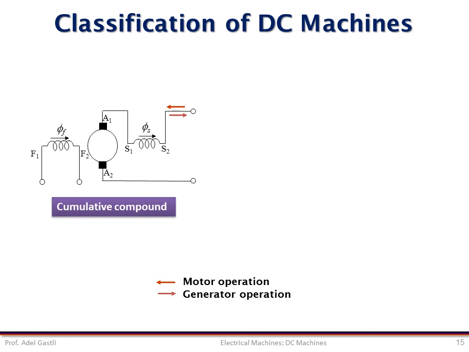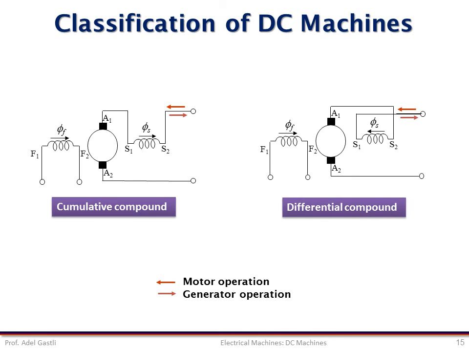Now, for the compound connection, if the magnetic field generated by the shunt winding adds to that of the series winding, like in this case, the machine is called cumulative compound. But if the shunt and series magnetic fields oppose each other, the machine is called a differential compound machine. So, in the compound machine, the series winding MMF may add or oppose the shunt winding MMF, resulting in different performance characteristics.